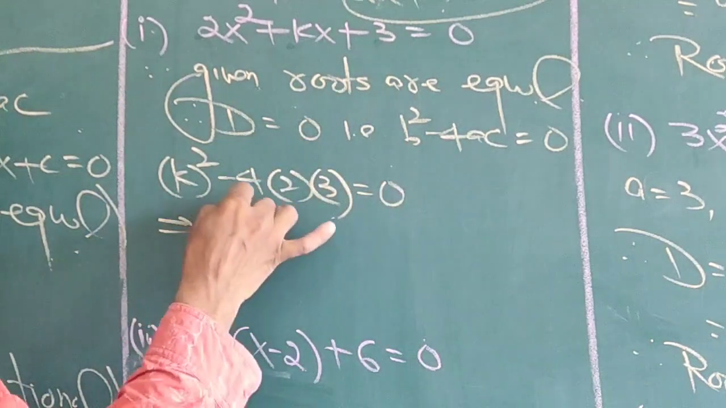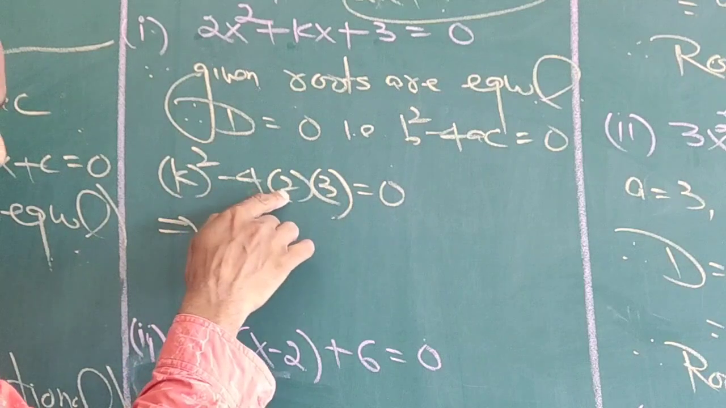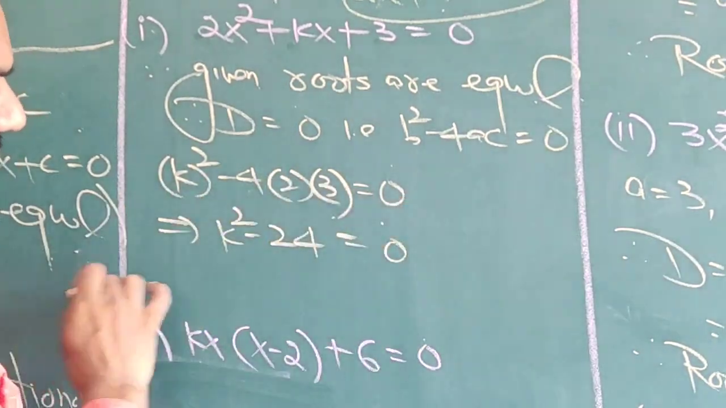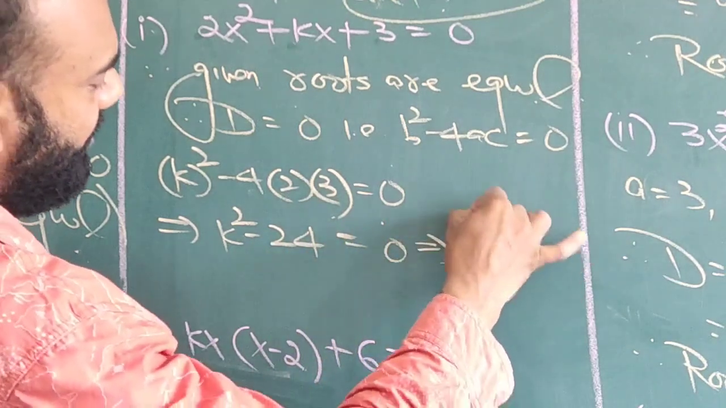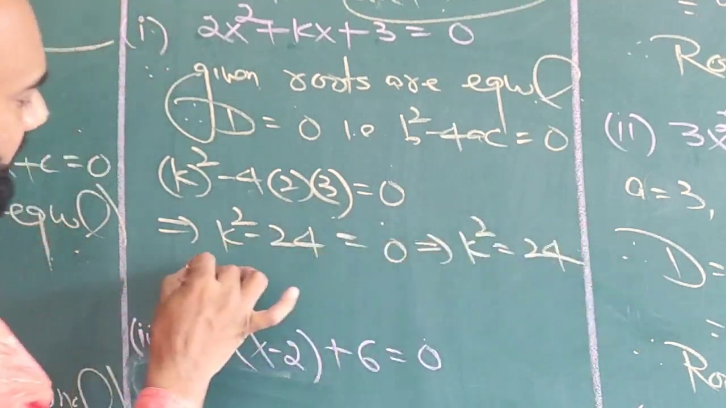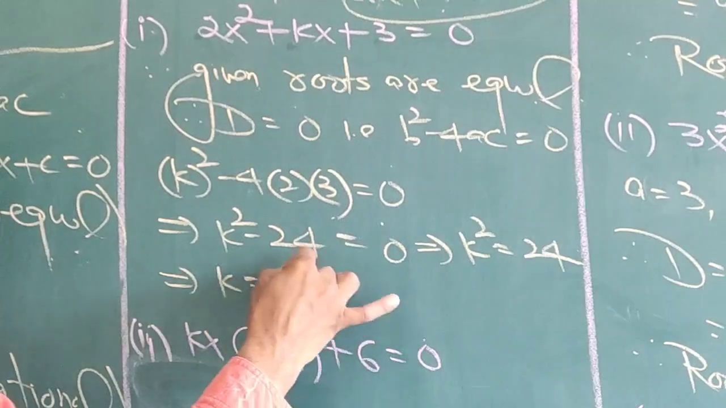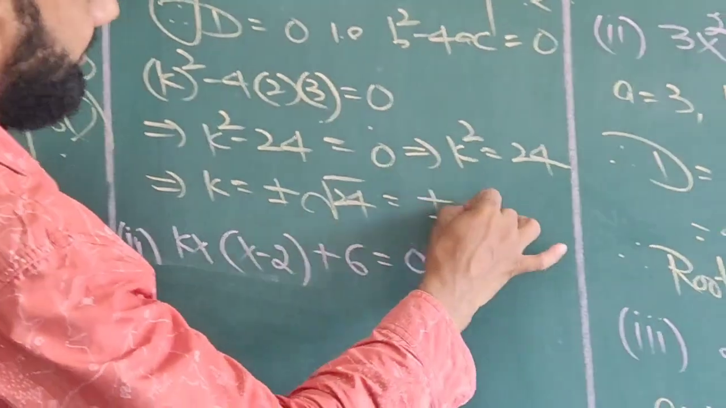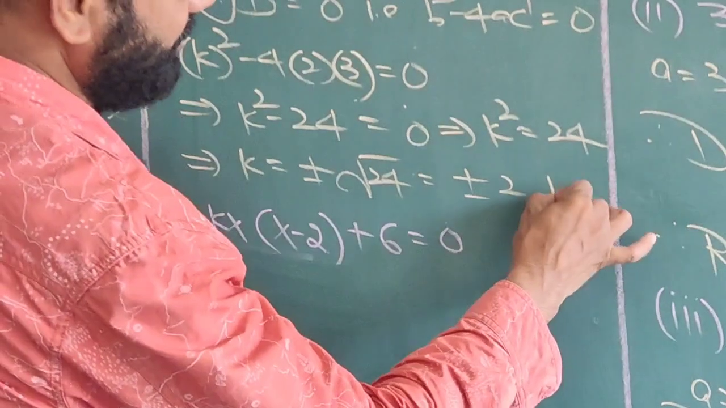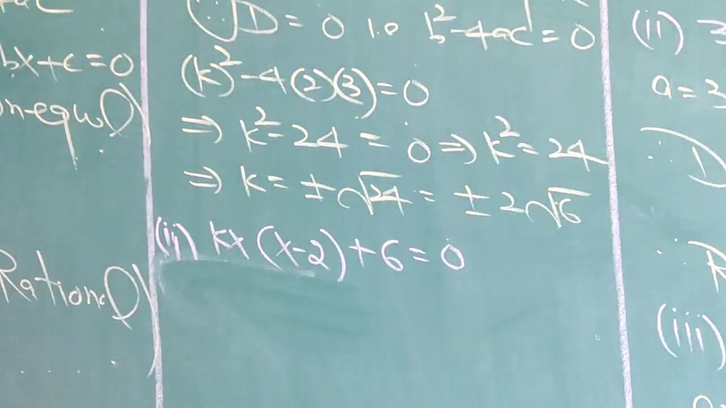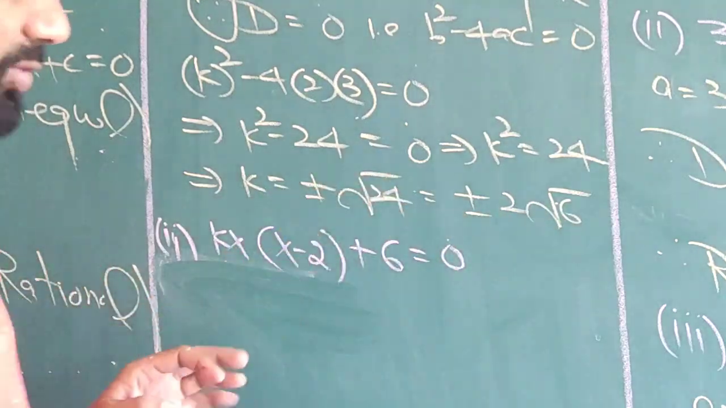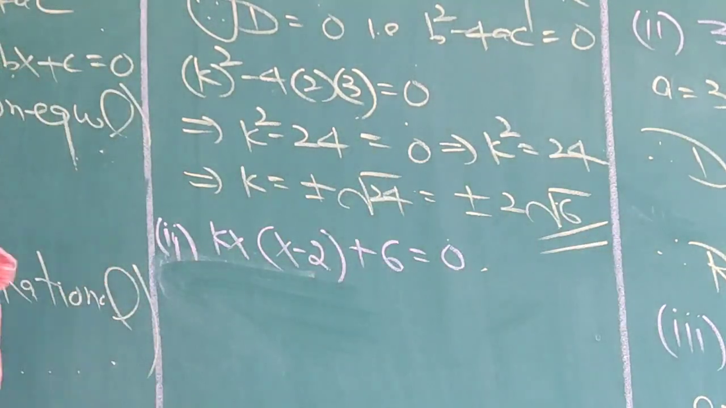This implies k² − 4 times 2 is 8, 8 times 3 is 24. k² − 24 = 0. Therefore k² = 24. This implies k = ±√24. And this can be written by prime factorization as 2√6, because 6 times 4 is 24 and the square root of 4 is 2. So k is equal to ±2√6 when this equation has two equal roots.